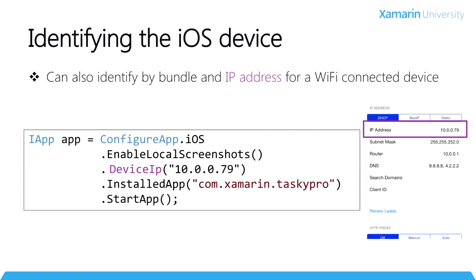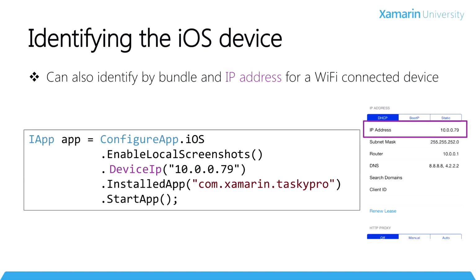A second way to identify a device is through its IP address. And this, of course, assumes that the device is on the same Wi-Fi network as the computer that's running the tests. You can get the IP address on your device through the settings Wi-Fi information. Then, put this IP address into the test configuration using the device IP configure method.